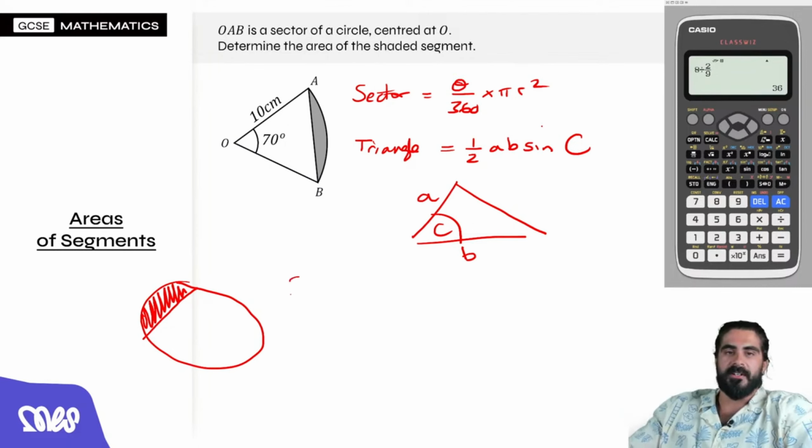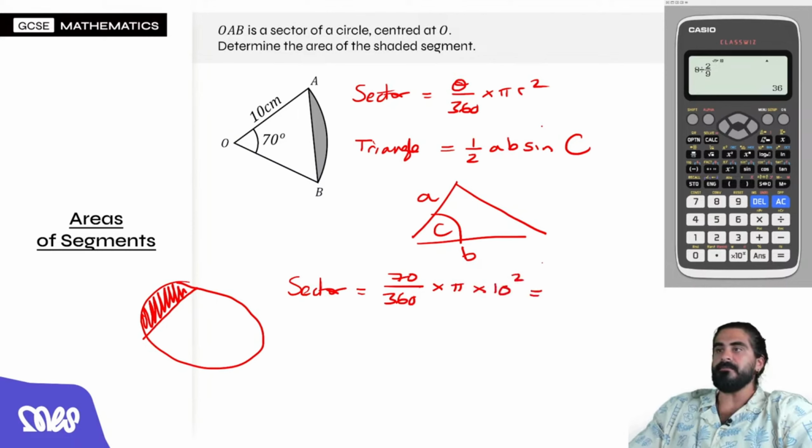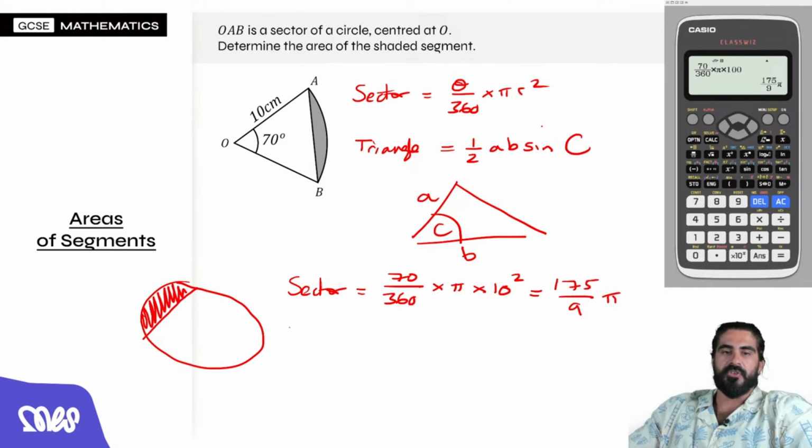So in our case, the sector, we've practiced this well now, is going to be 70 over 360 times pi times the radius, which is 10 squared. Now, let's put that in the calculator, still on screen. So we got 70 over 360 times pi times 100. 175 over 9 pi. Now, triangle.